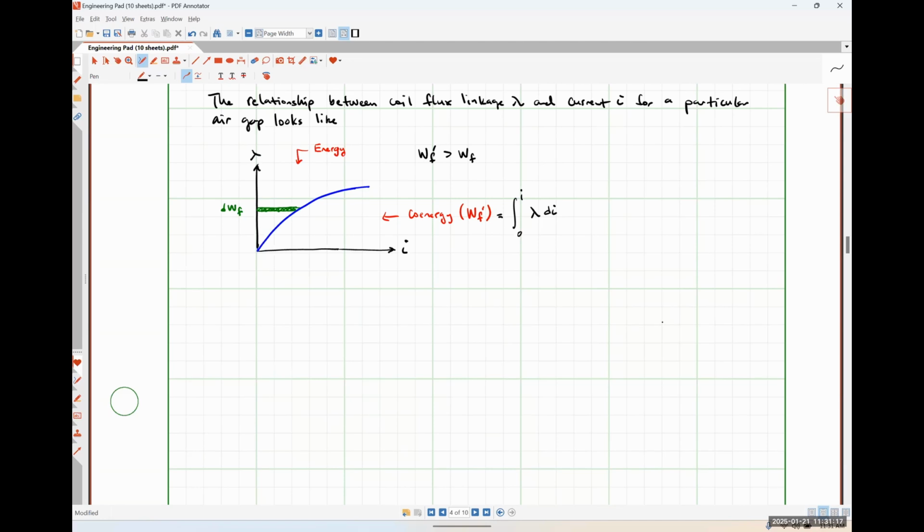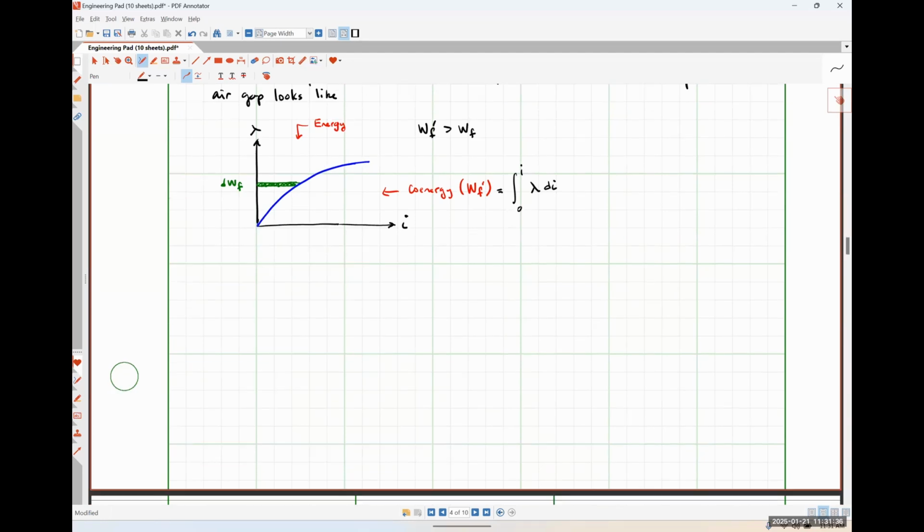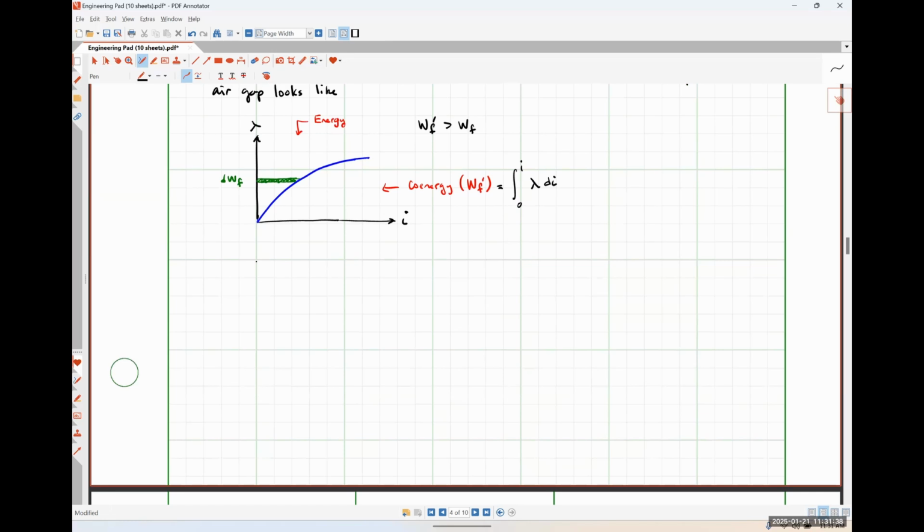All right, so the flux linkage to current characteristic curve depends on air gap length as well as the BH characteristics of the core material. If I were to draw a similar set of curves for a particular material with varying gap length, it might look something like this. So here's lambda.